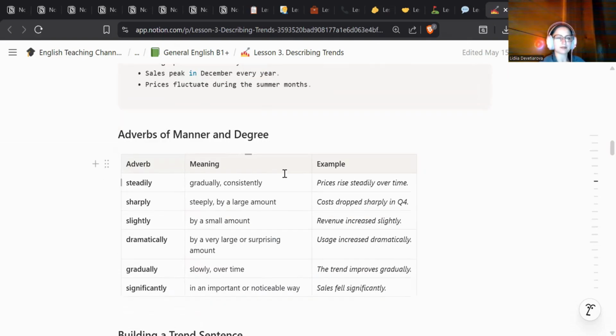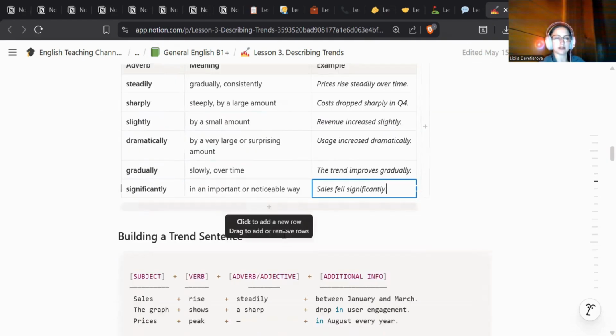Wonderful. And adverbs of manner and degree. Steadily, gradually, consistently. Prices rise steadily over time. Sharply, steeply, by a large amount. Costs drop sharply in Q4. Slightly, by a small amount. Revenue increased slightly. Dramatically, by a very large or surprising amount. Usage increased dramatically. Gradually, slowly, over time. The trend improves gradually. Significantly, in an important or noticeable way. Sales fell significantly.